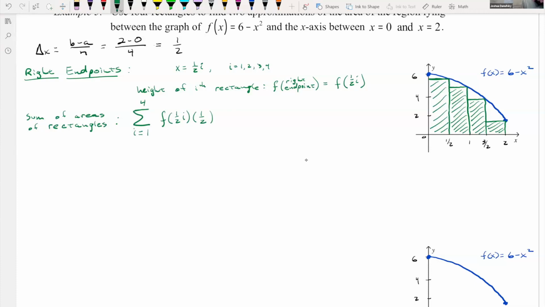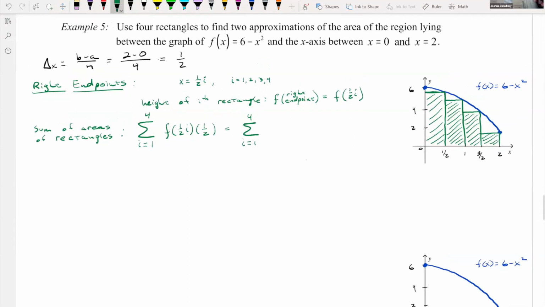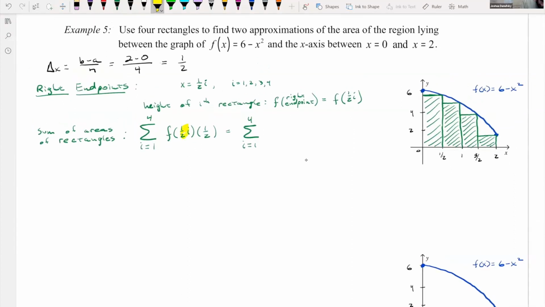So we need to simplify this into an expression that's easy for us to work with. So here we go. We're going to have the sum i equals 1 to 4. We are going to plug in 1/2 i right there into our function, right? That's how we get the height of each rectangle. In other words, we're going to take 6 minus x squared. Instead of x, we're going to plug in 1/2 i. So we're going to have 6 minus (1/2 i) squared.